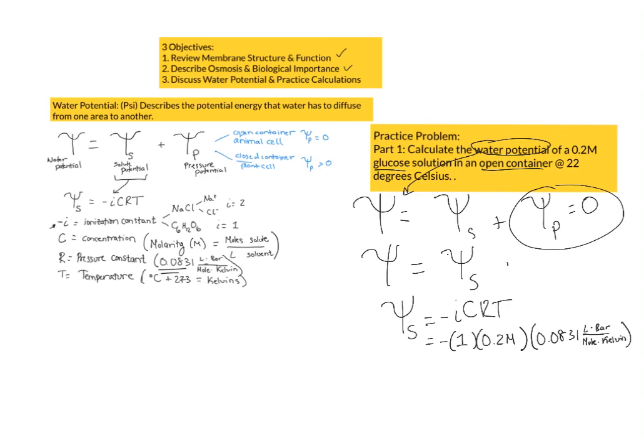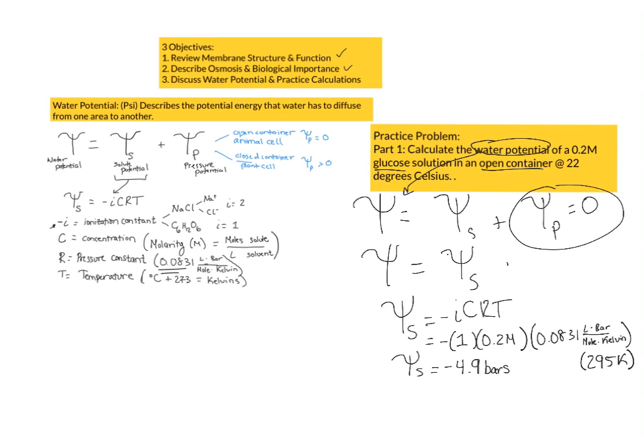Okay, and then lastly, our temperature. Our temperature is 22 degrees Celsius, but we need to report it in kelvins, and so we just add that to 273, and we get 295 Kelvin. Okay, so we've got our negative iCRT is going to give us our solute potential, and when we calculate that, we get negative 4.9 bars.